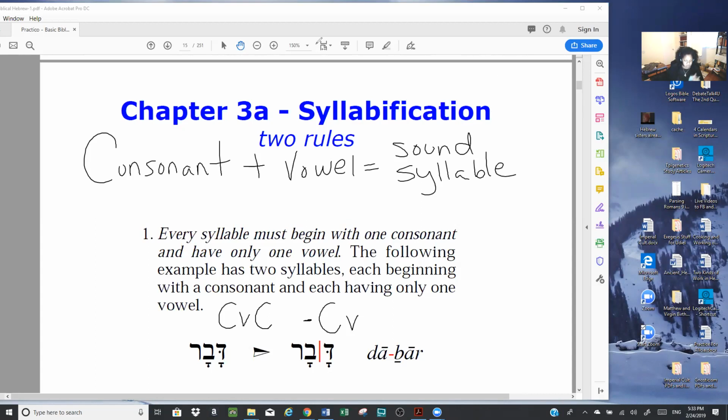So what we're going to do is talk about the consonant plus vowel equals a sound or a syllable, and we're going to talk about what I just drew, CVC or CV. All right, so we're going to clear the drawings.